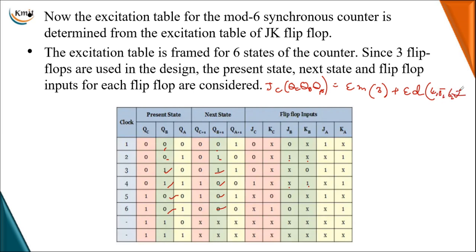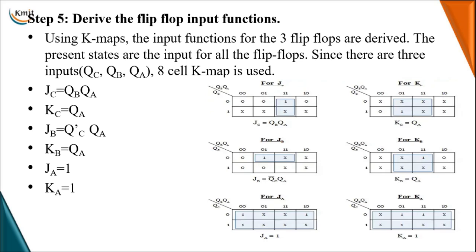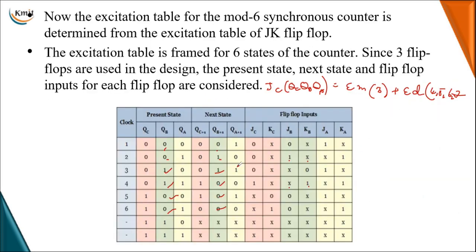Now, using the K-map method, we are going to minimize the function JC by placing a 1 on the third cell, and 4, 5, 6, 7 are our don't cares. Then we get the JC minimal expression as QB into QA, as we can form a pair, or 2 square adjacency. QB and QA are common for this, and QC is different for these two minterms, hence the minimal expression for JC is QB into QA.